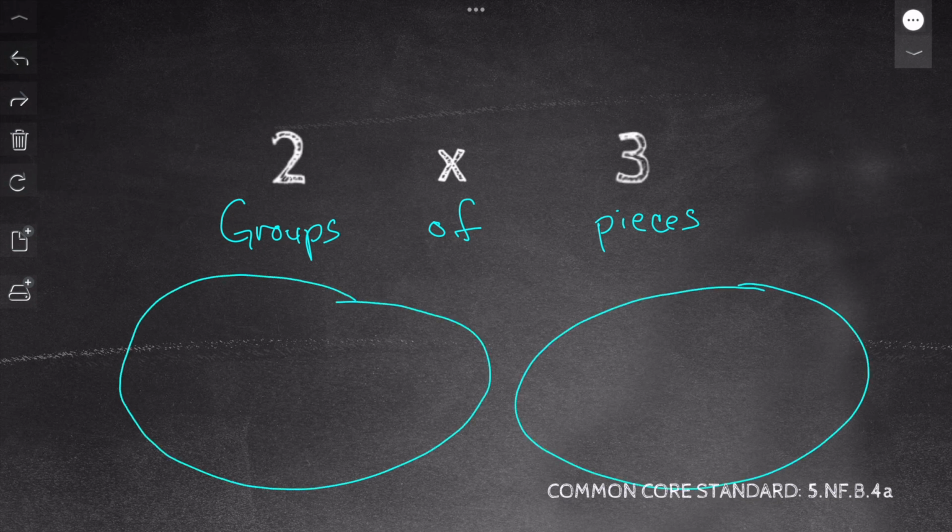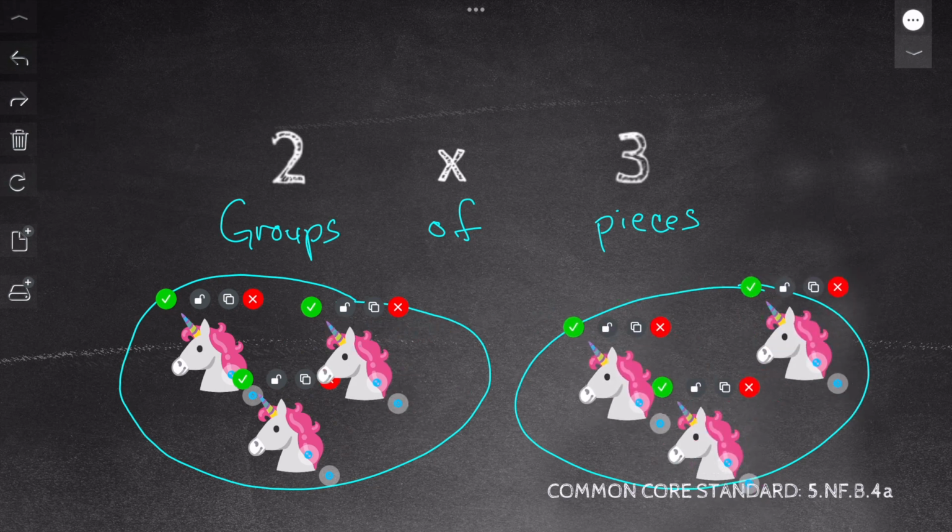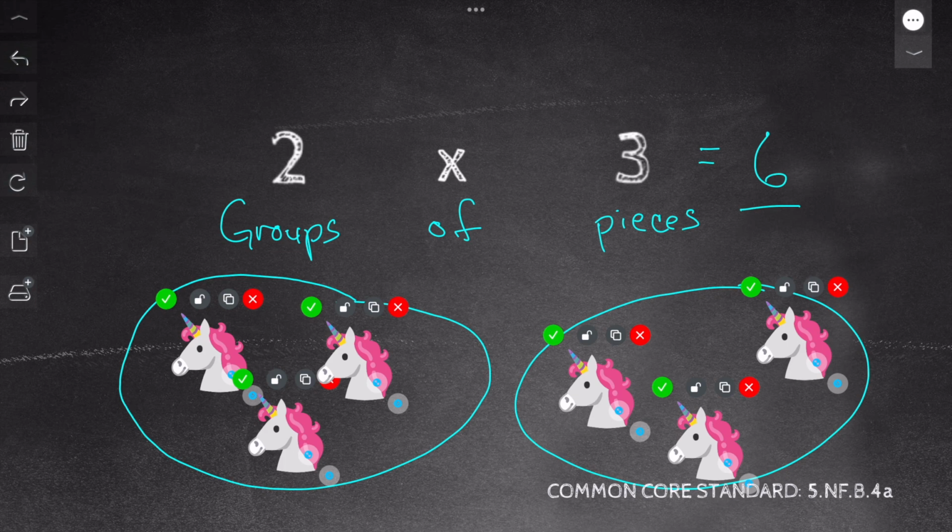And how many do I have in each circle? Well, I have 3. So I have 1, 2, 3 unicorns in one group. And then I have 1, 2, 3 unicorns in another group. And then to solve it, I add up both groups. So my answer equals 6. When I multiply whole numbers, my product is always larger than my factors.